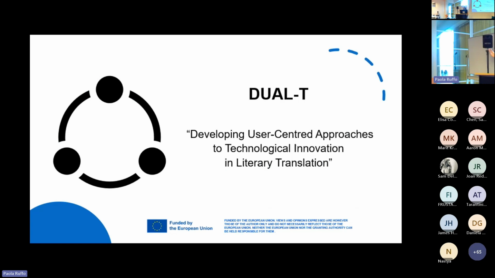So as Damian already said in the introduction, duality stands for Developing User-Centered Approaches to Technological Innovation in Literary Translation, which is a very long title, and the reason why we have a fancy sounding acronym. But the main reason why I started this project, which is funded by the European Union and supervised by Professor Liebermack and Professor Joke Downs, is because I could see there was a discrepancy a couple of years ago between literary translators' realities and what was happening in academia and research on translation technologies.